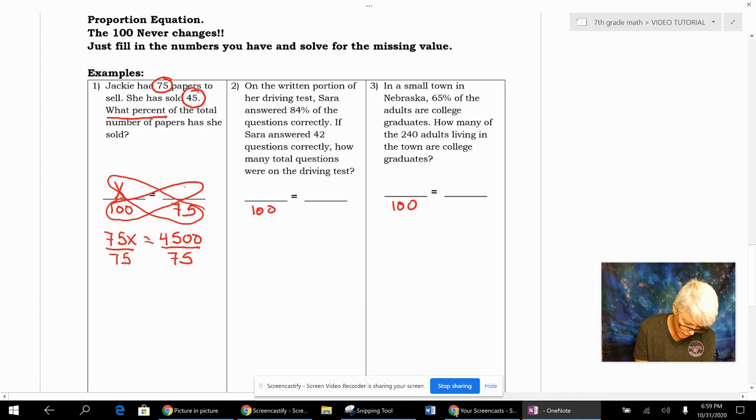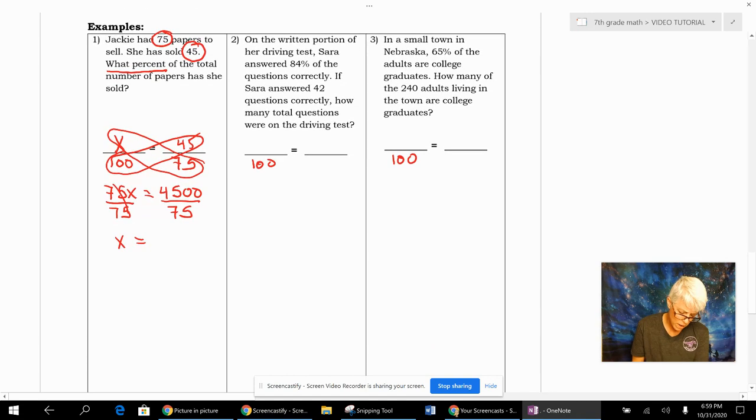Again, not quite sure what happened to my 45. Okay, these go away. I'm going to divide 45 by 75. And so again, just a quick reminder, top goes in the box. The top number goes in the box.